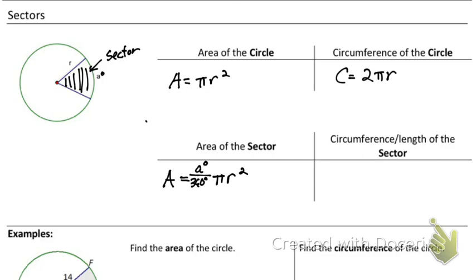Well, the circumference is going to deal with the same idea. We just want part of our total circumference. So we're still going to use that 2 pi r, but this time we're going to multiply it by that a degrees divided by 360. And we would then have that little part. So this is the entire circle. This is part. This is your sector length, or your arc length and your sector area.